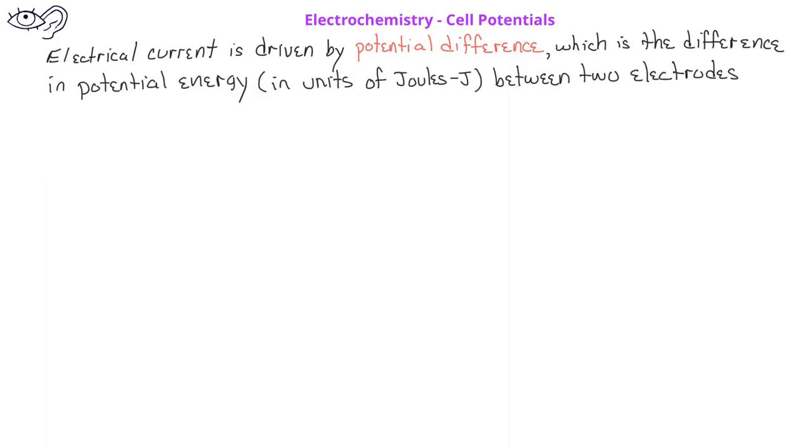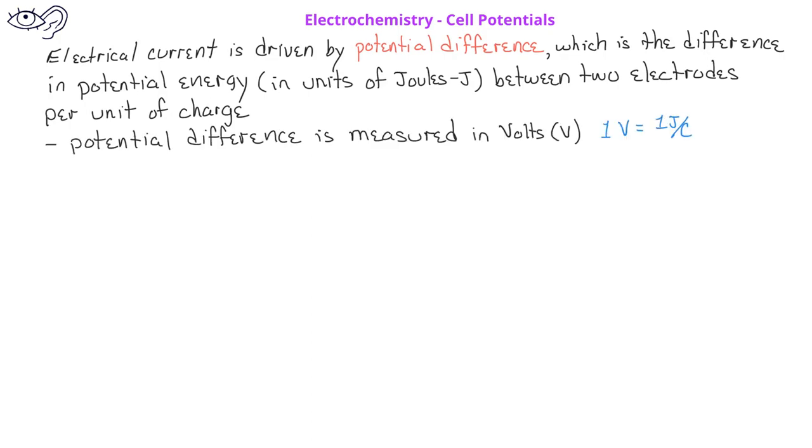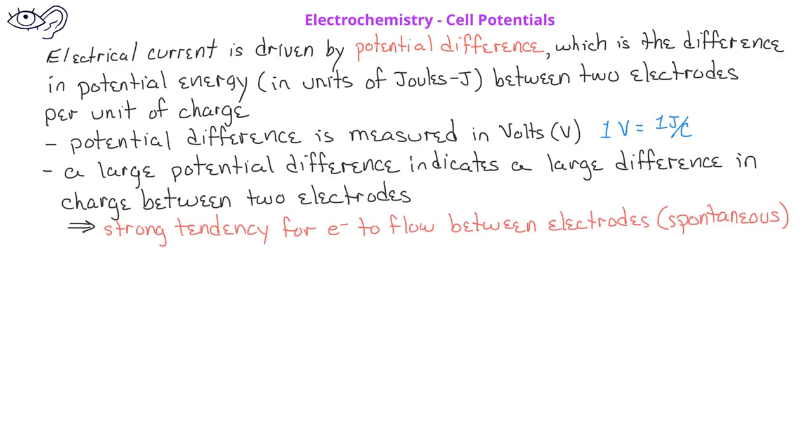Electrical current is driven by potential difference, which is the difference in potential energy in joules per unit of charge in units of coulombs. This potential difference is measured between two electrodes. The potential difference is given in units of volts, where 1 volt is 1 joule per coulomb. A large potential difference indicates that there is a large difference in charge between two electrodes. This means that there is a strong tendency for electrons to flow, and therefore it would be a spontaneous process.